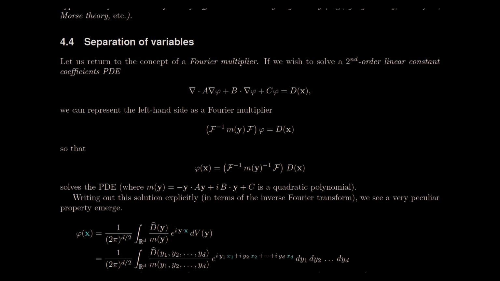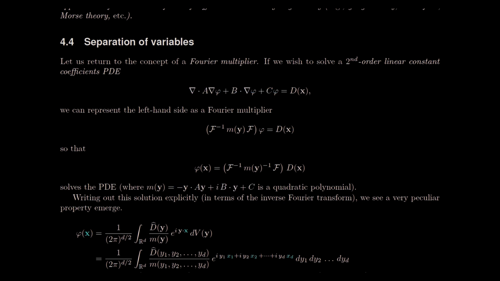So we start out with a little bit of motivation. We're going to jump back to the Fourier multipliers, specifically for constant coefficient second order PDEs. You'll notice that A, B, and C, A being a matrix, B being a vector, and C being a scalar, I've gotten rid of their dependence on the spatial variable x, so now they're just constants. If we represent this as a Fourier multiplier, you just take the Fourier transform of everything that's not phi on the left-hand side. What you'll get is minus y dot Ay plus i b dot y plus c. It's going to be some quadratic polynomial in your conjugate Fourier variables.